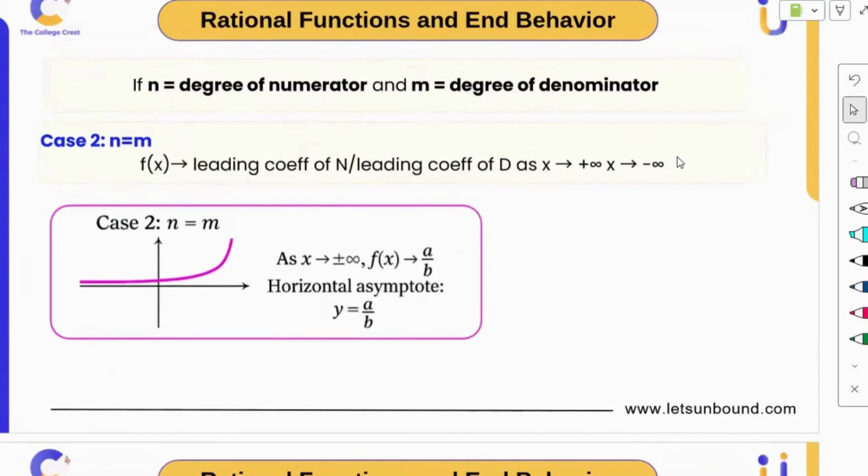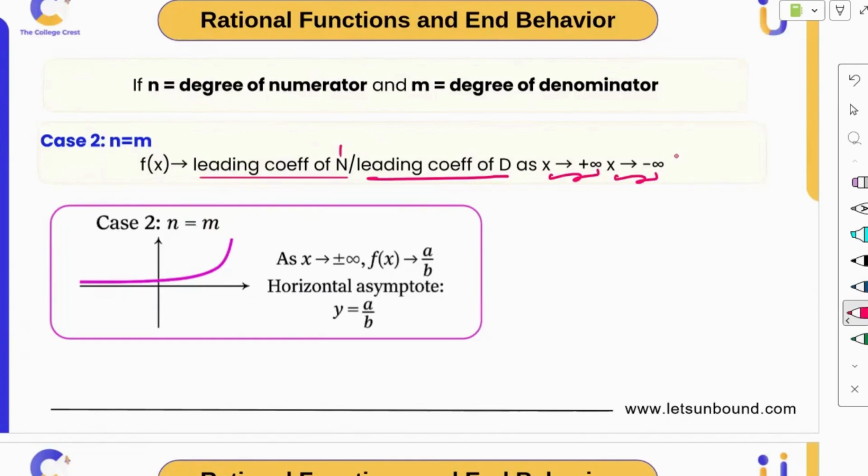Now, the second case: what if the degrees are equal? Here, the end behavior is the leading coefficient of the numerator divided by the leading coefficient of the denominator, for both the right behavior and also the left behavior. So, n equal to m.